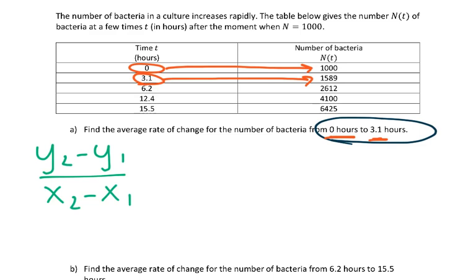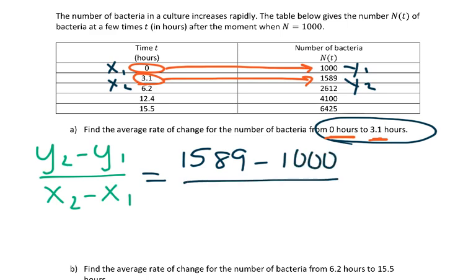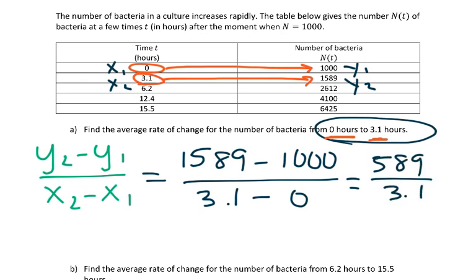If we label this as the first point and this as the second point, y1 would be 1,000 and y2 would be 1,589. So y2, 1,589, minus y1, over my x2 minus my x1. Let's simplify that. 1,589 minus 1,000 is 589, and 3.1 minus 0 is 3.1. We can divide that out, and what do I get? I get 190.